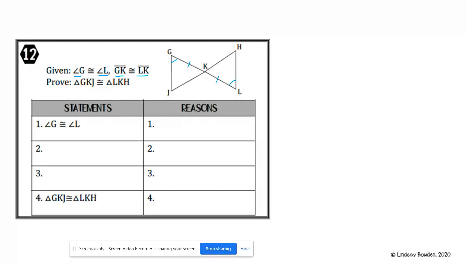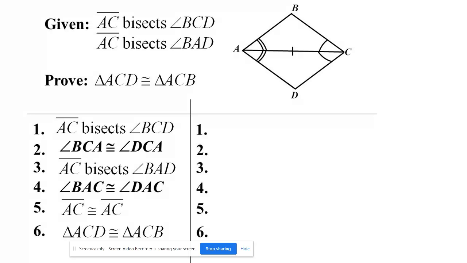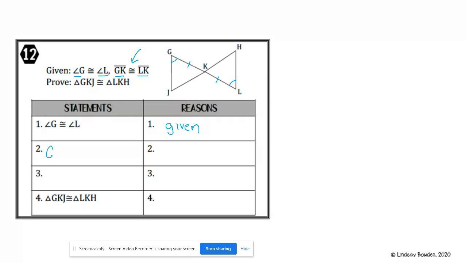So our first step, it mentions that first thing that's given. G is congruent to L, and so that's given to us. So we're going to start off with given. And we have one other piece of information that's given here. So that's what we're going to make our second step. You want to get all the given information first before you start moving on to other things. So we have GK is congruent to LK. That's given. And that's already marked, so we're good there. All right, so we have another step and two more reasons to fill in. We know where we're going.